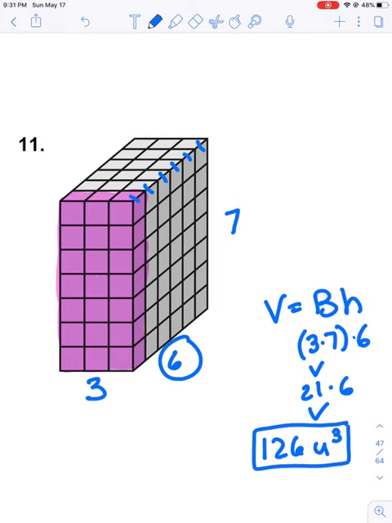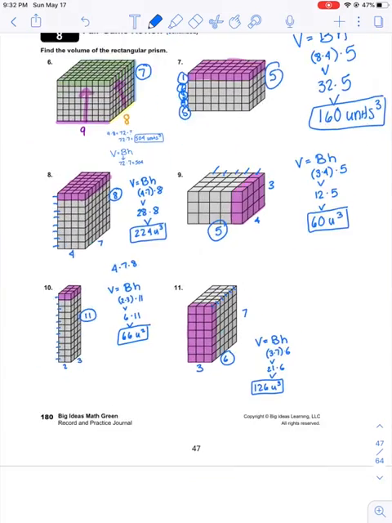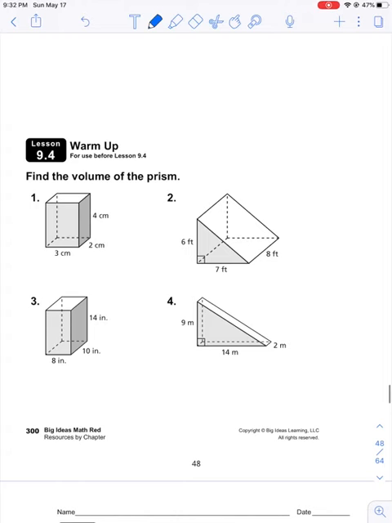Even if you didn't pick the front side like I did, if you picked the top or the bottom or the left or the right, you would still get the same answer of 126 units cubed. As long as it's a rectangular prism, you're allowed to choose whatever side you want. All right, we're going to look at some other shapes that aren't just rectangular prisms.